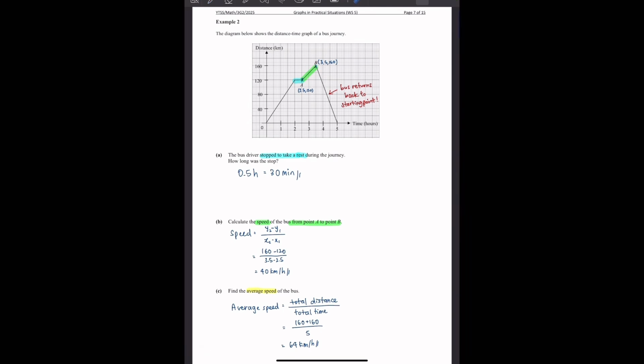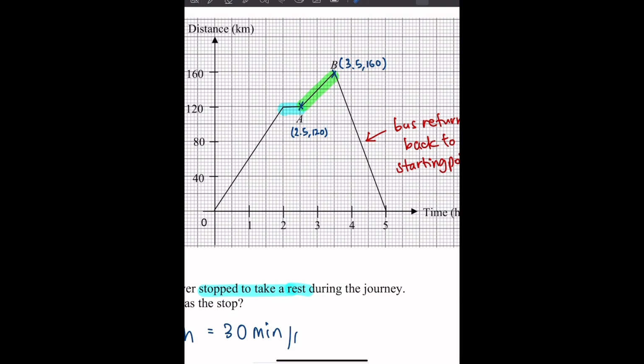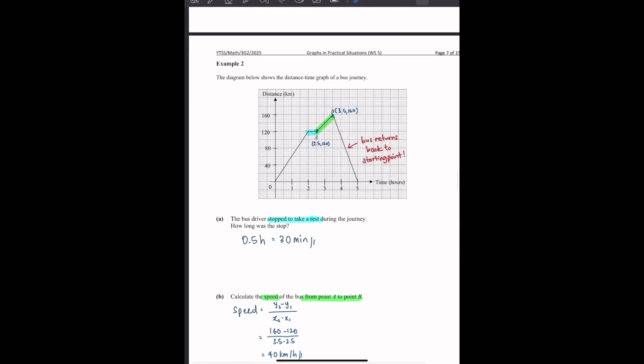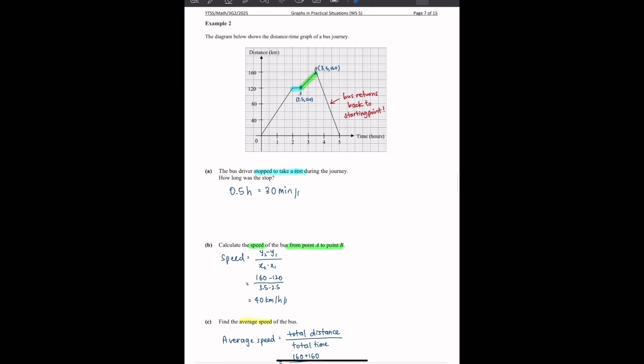For example 2, please pause to try by yourself, and then when you're done, please press play to see the solution for example 2. So for example 2, I will briefly go through. For part A, the bus driver stopped to take a rest during the journey, which is this blue highlighted part here. How long was the stop? If you zoom in, it's only half an hour, which is 30 minutes. So the answer for part A is 30 minutes.